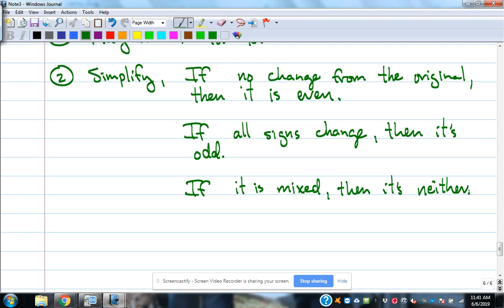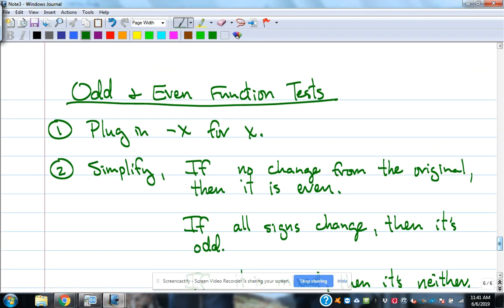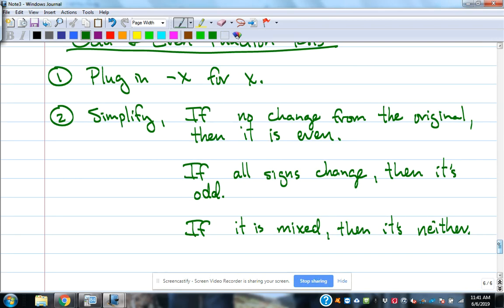Okay. So we're going to plug in negative x and try to simplify as much as we can. If it goes back to the original, all the signs stay the same, then it's an even function. If all the signs change, so like everything that was positive becomes negative and everything that was negative becomes positive, then it's an odd function. If it's a mixed bag of that, some of them change, some of them don't, then it's a neither function. There are a whole lot of functions that are neither. There are several functions that are even. There are several functions that are odd. So you're going to get some of all of these as you're doing this.